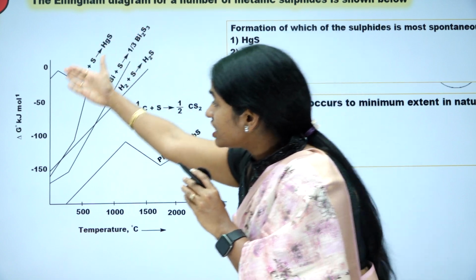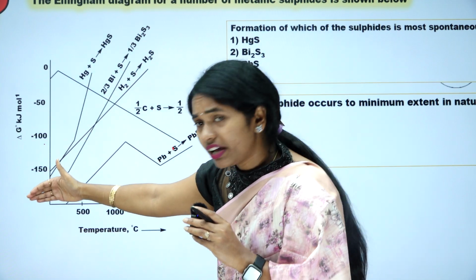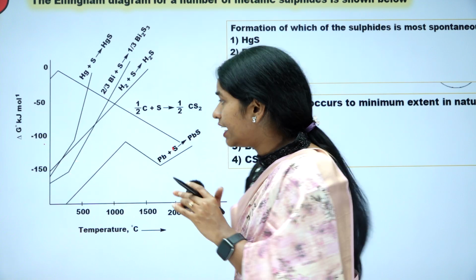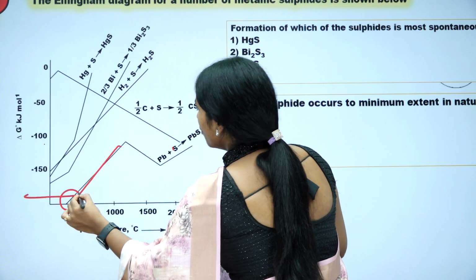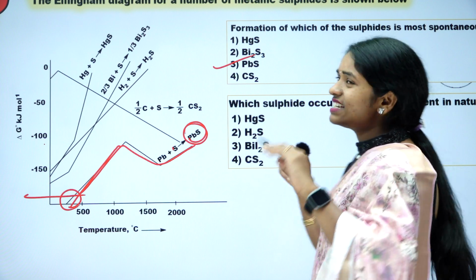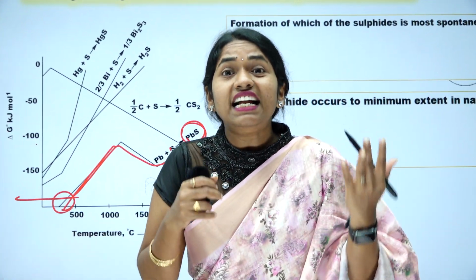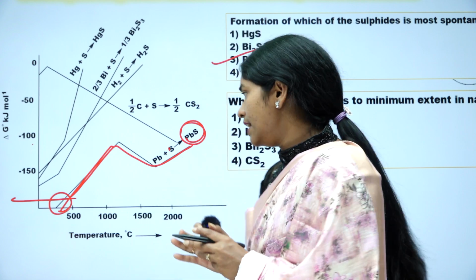In this graph, which is the negative line? See, minus 50, minus 100, minus 150, down one. When you are coming down, that is more negative. So in this entire graph, this line you see is more negative. Which one is it? PbS. So formation of PbS is more spontaneous because delta G is more negative. Are you following? See the next one.